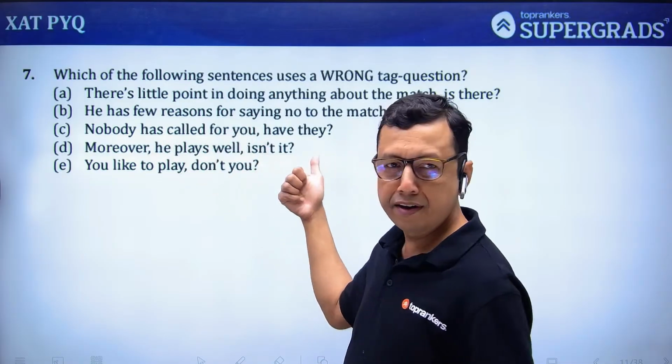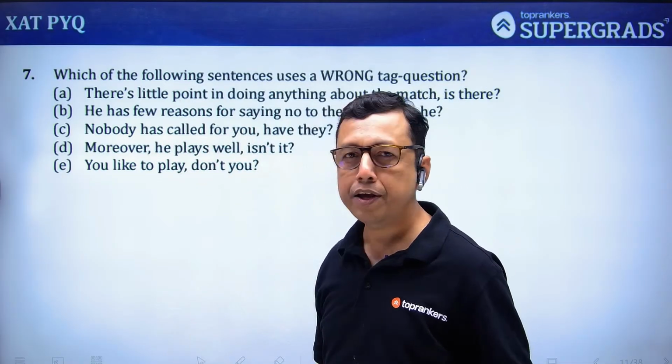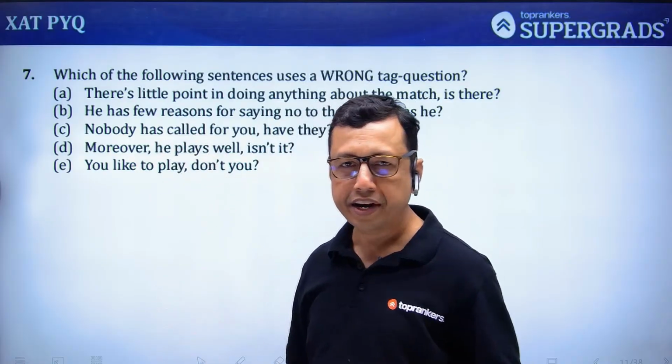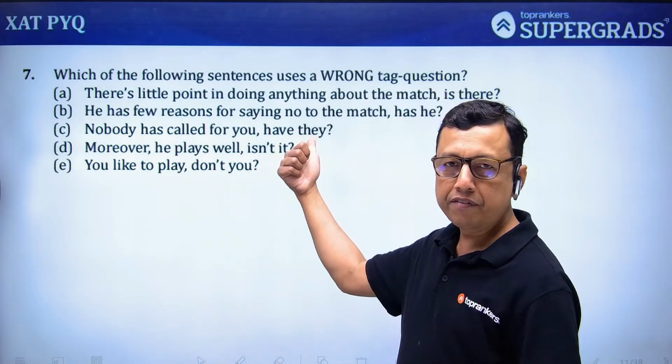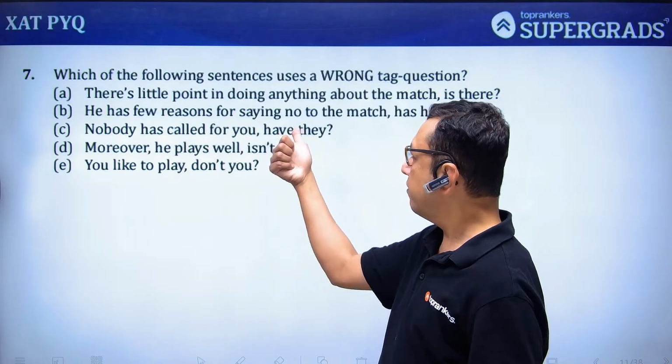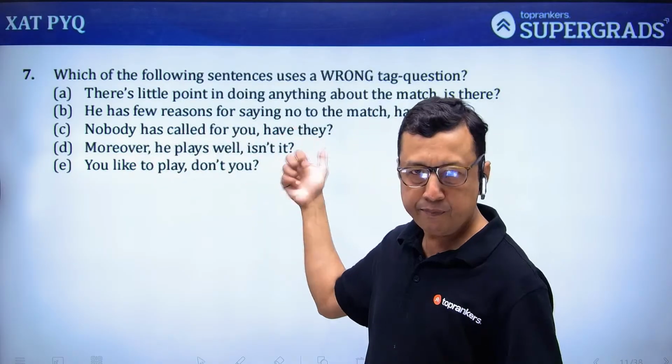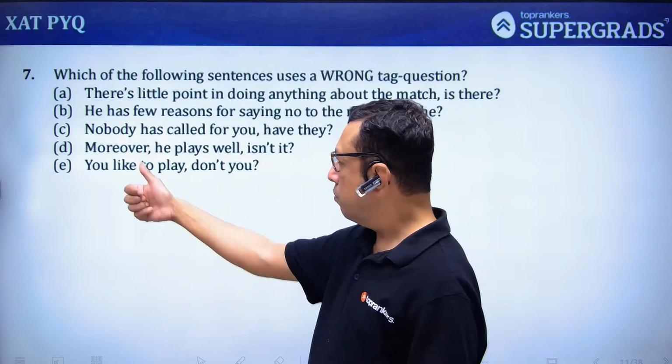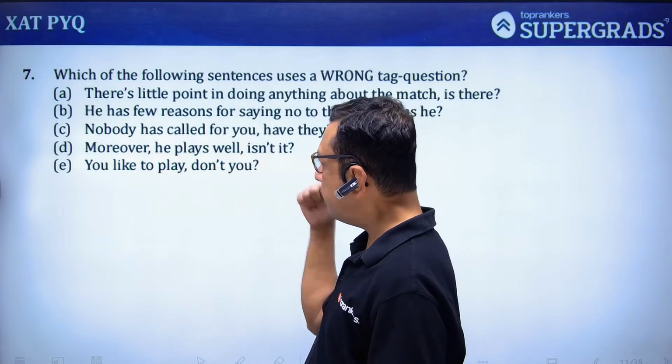Negative expression. Haven't they नहीं होगा, have they ही होगा, क्योंकि nobody has called is a negative expression. It becomes positive in the question tag. Has becomes have because nobody becomes they. Correct. No problem. Moreover, he plays well, isn't it?